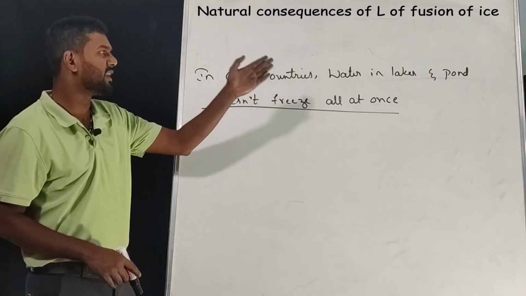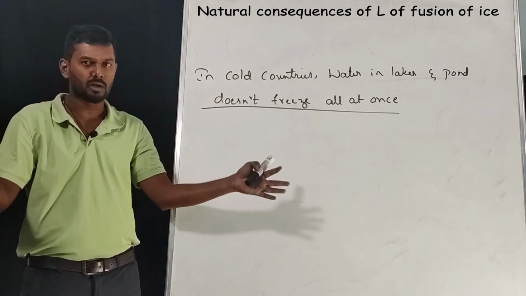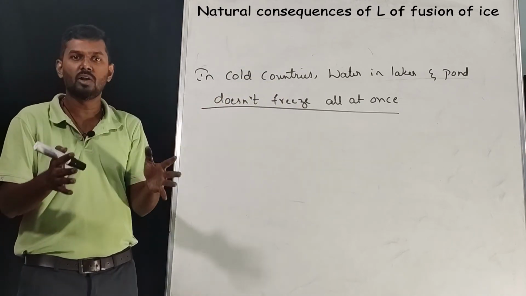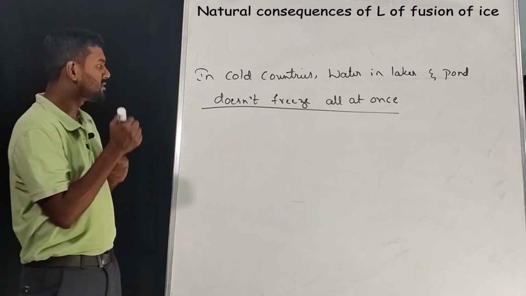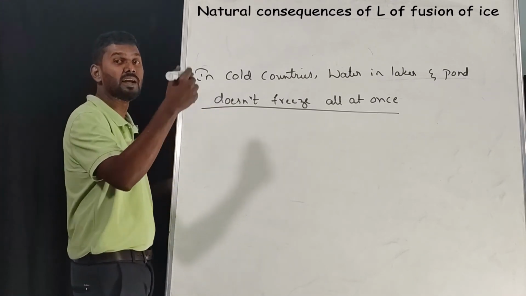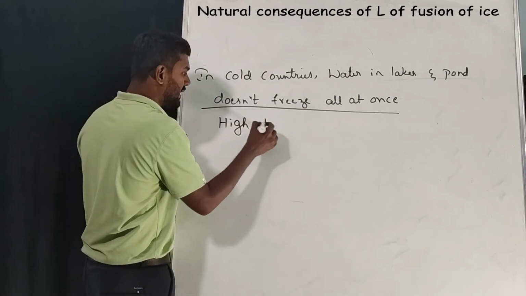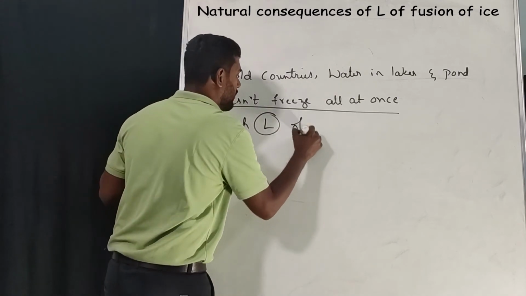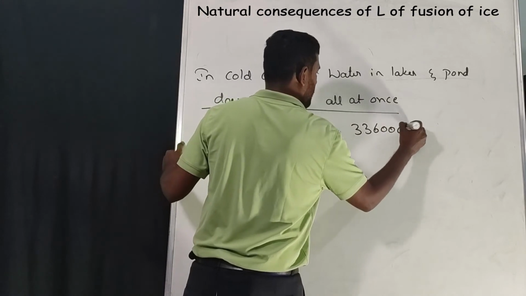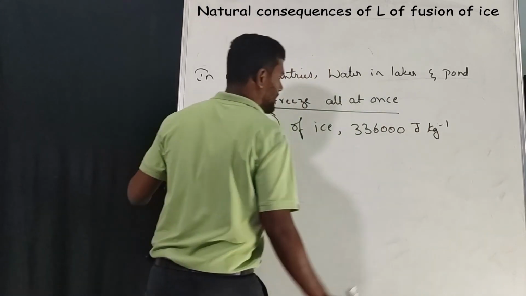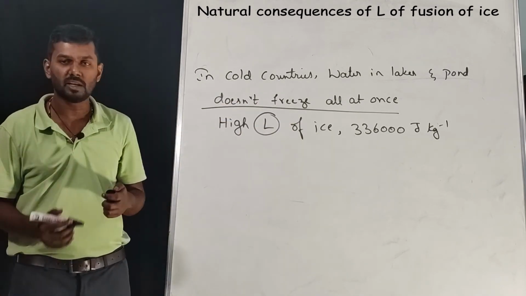In cold countries, water in lakes and ponds does not freeze all at once. That means the complete water in the pond or lake will not freeze at the same time. Why? Because ice has a high specific latent heat of fusion, that is 336,000 joules per kg.